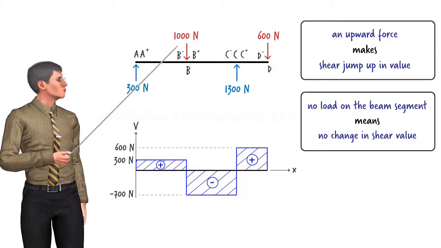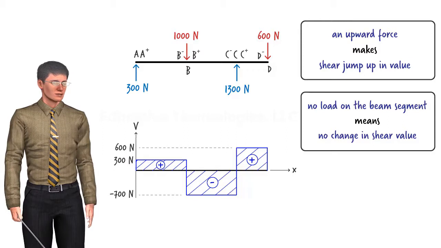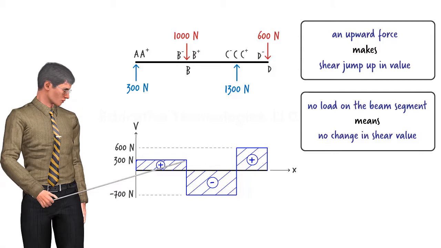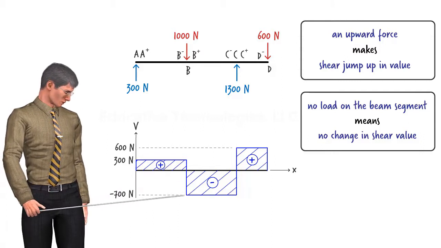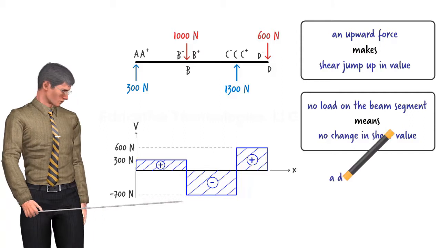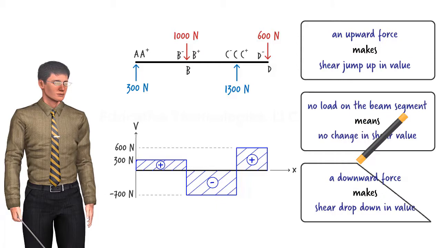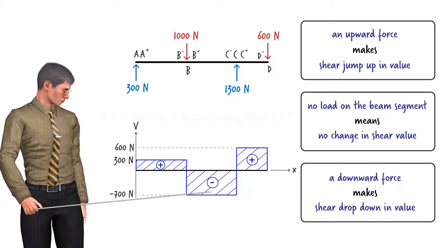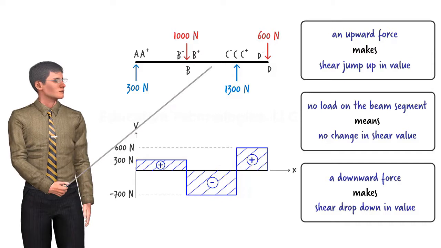There is a downward force of 1,000 newtons at B. This causes a drop of 1,000 units in shear. As you can see, shear has decreased from positive 300 newtons at B- to negative 700 newtons at point B+. Then, shear remains constant between B+ and C-, since the segment is not subjected to any external loads.